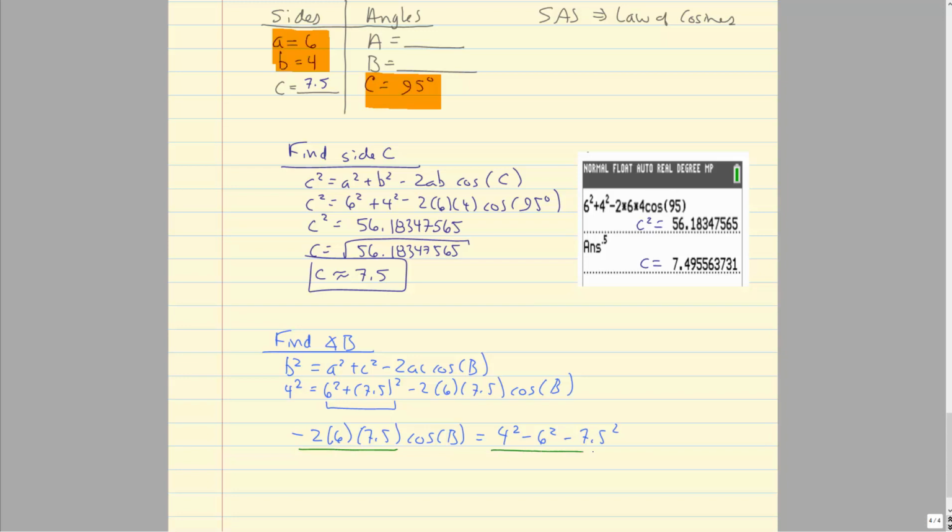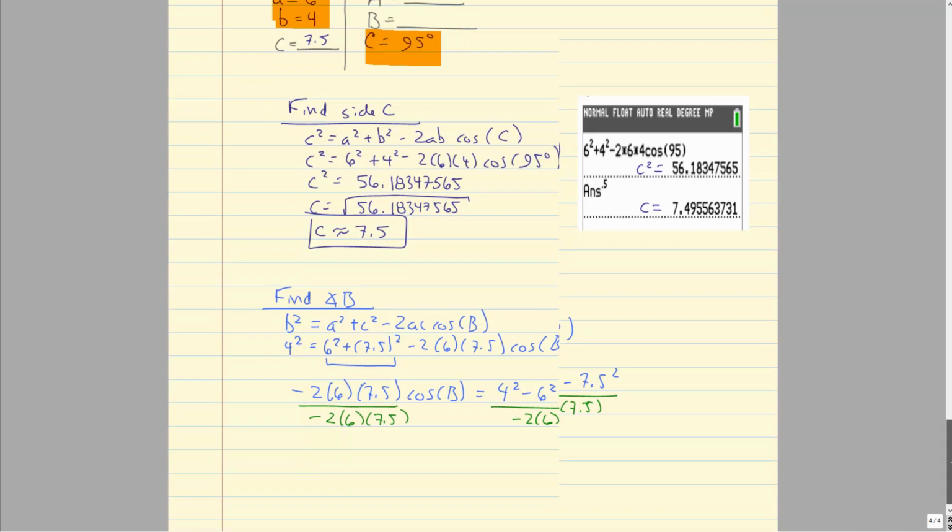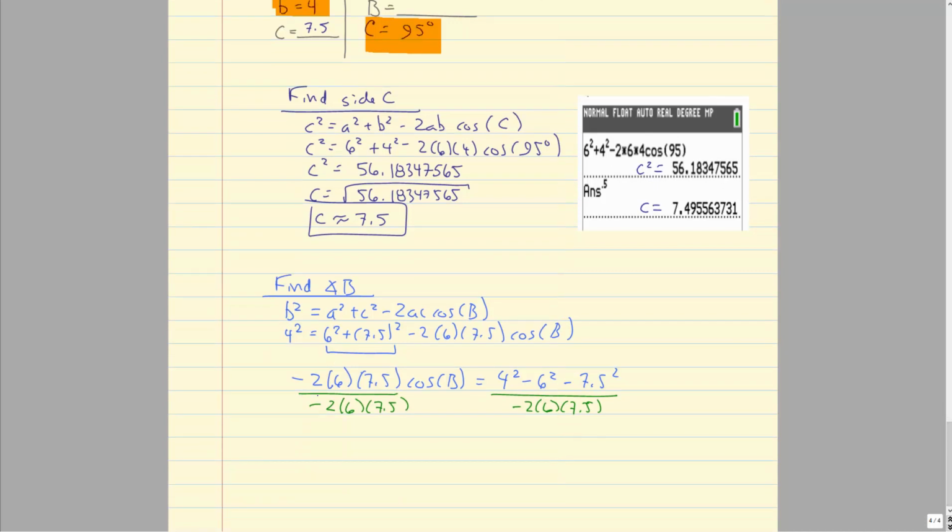So we're going to divide both sides through by -2 times 6 times 7.5. So these cancel. I have cosine of B equals 4 squared minus 6 squared minus 7.5 squared, over that denominator. And then to solve for B, I take the inverse cosine of each side, so I get B equals inverse cosine.